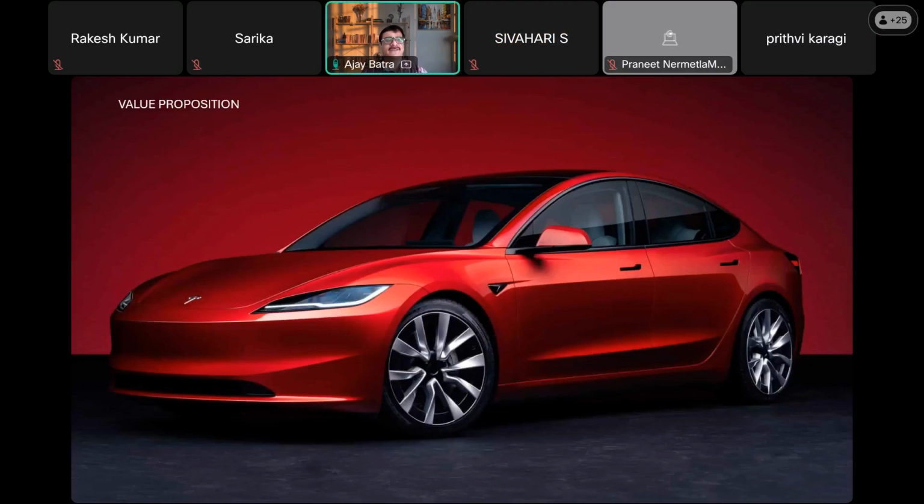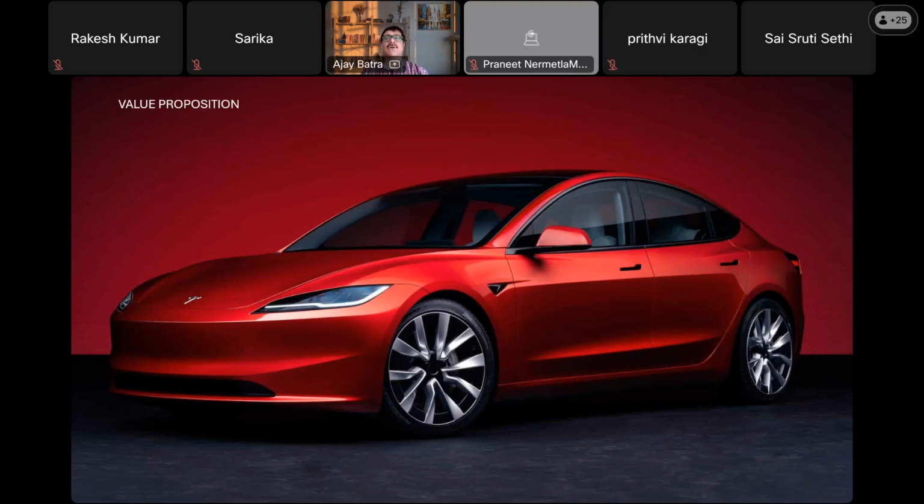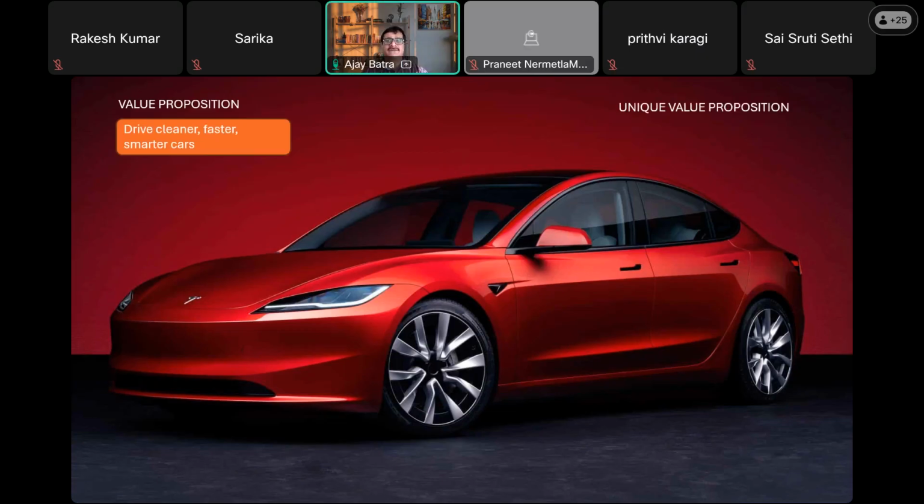Well done, Prithvi. So, what is the value proposition for this Tesla S model? Remember value proposition? What benefit does it provide to its customer? Not features, benefits. Sustainability. Okay, very good. It gives a sense of being eco-friendly. It tells the customer that you're driving a clean car, which is also fast and smart because it is intelligent. Very good. We discussed it last time.